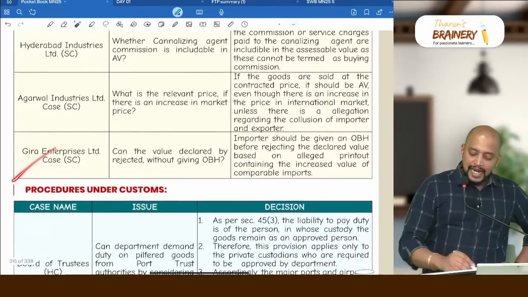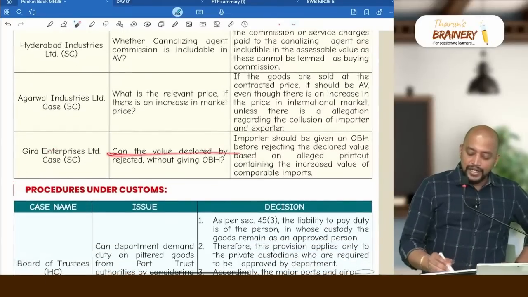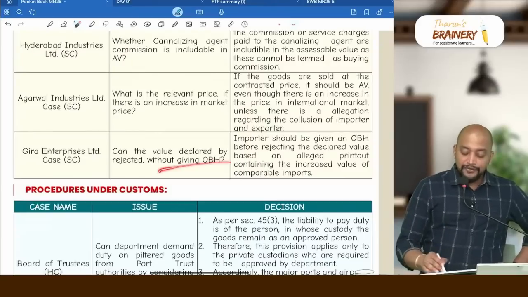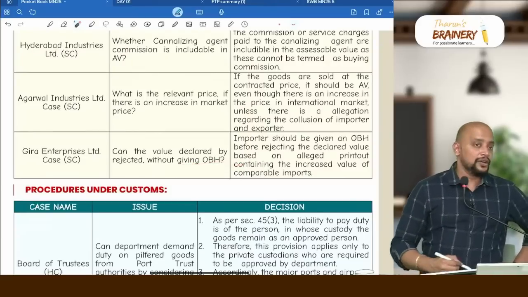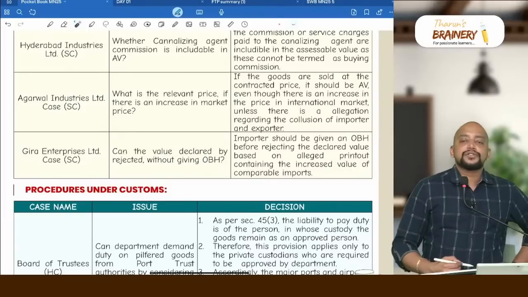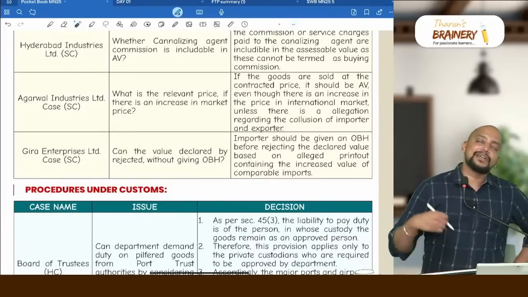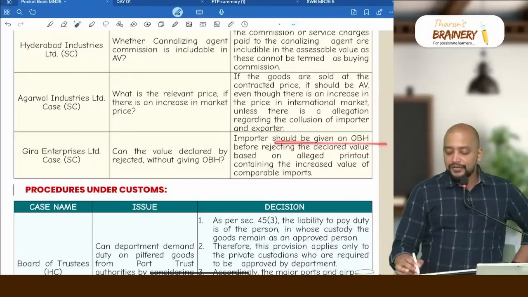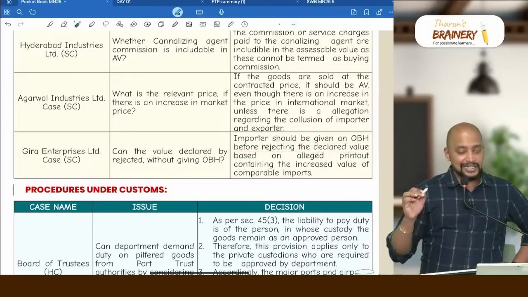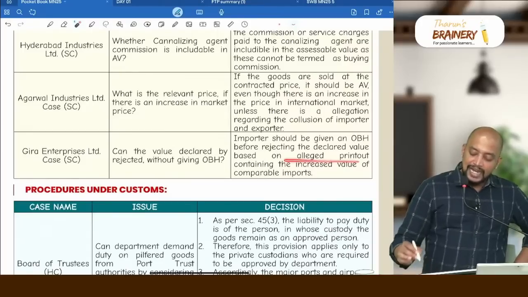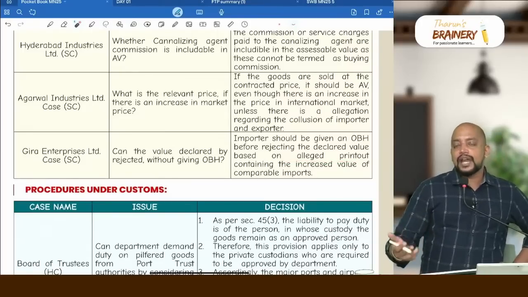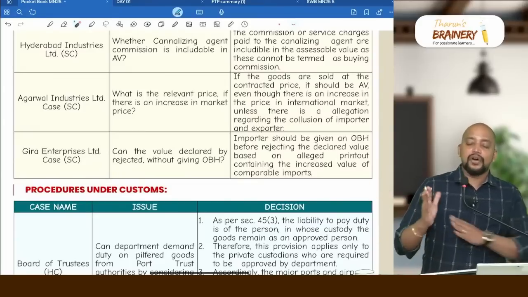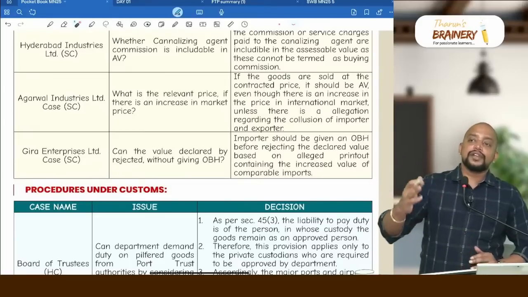Then the Gira Enterprises case: can the value declared by the importer be rejected without giving an opportunity of being heard? No. One of the principles of natural justice is that whenever the department takes any action, they should give a notice. So the importer should be given an opportunity of being heard before rejecting the declared value based on the alleged printout. In this case, what happened is that they said we have one printout, based on that printout we have all the data about you, so therefore we are rejecting the value.